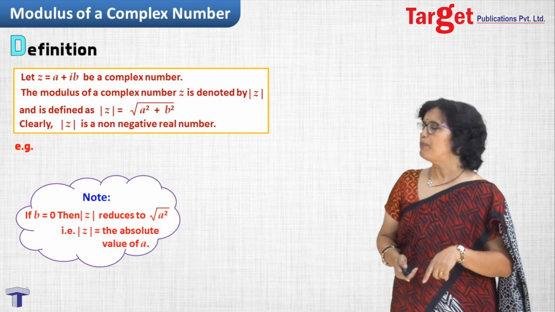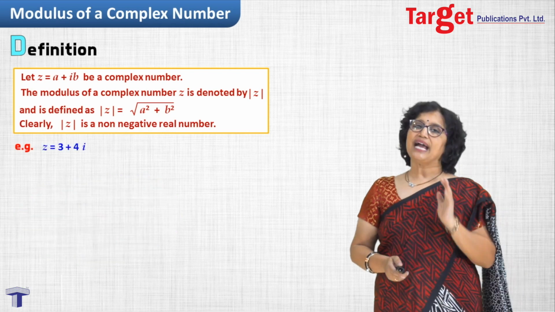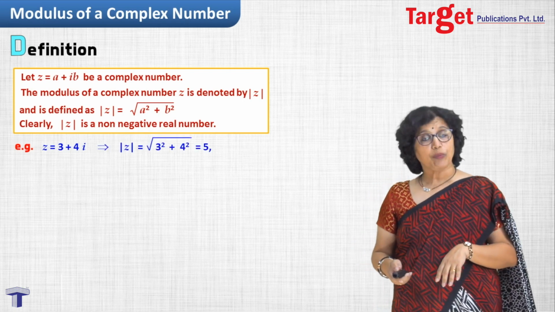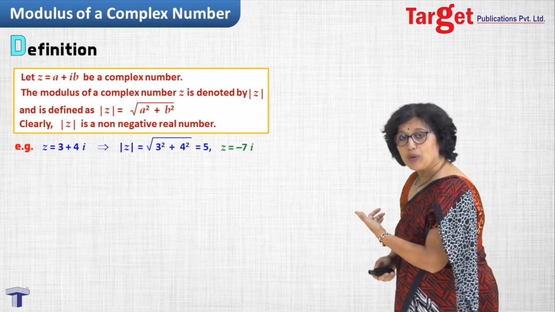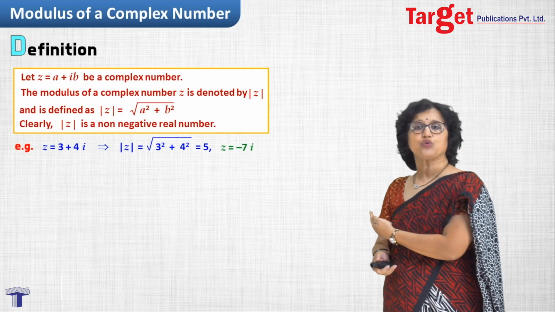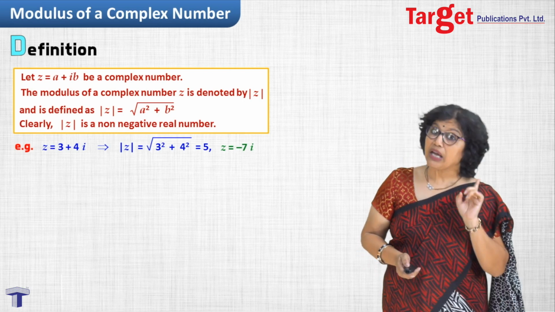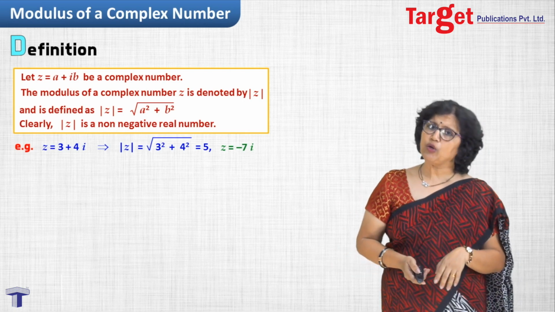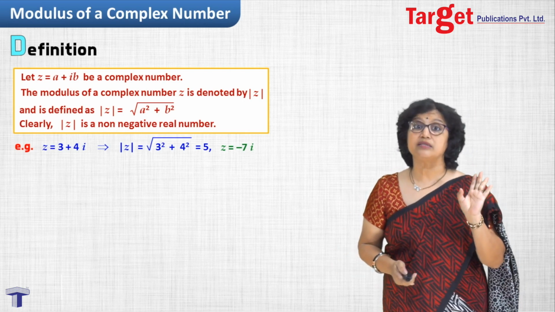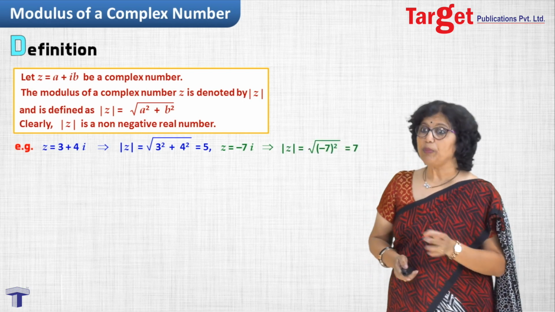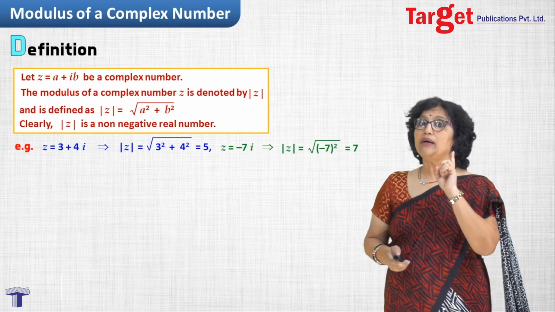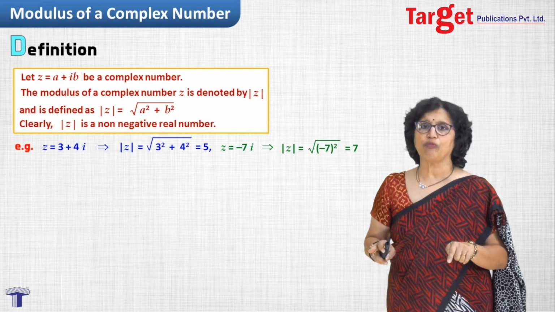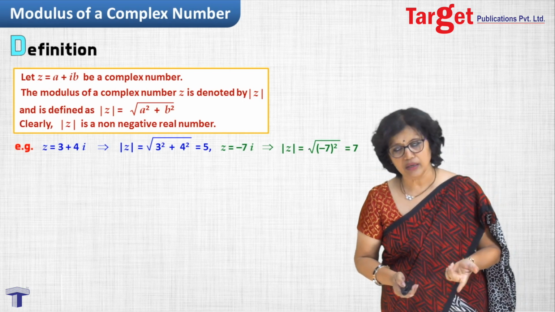Take one quick example. If z is 3 plus 4i, then what is the corresponding modulus of z? It would be nothing but under root a square plus b square, so under root 3 square plus 4 square, so answer should be 5. And if z is minus 7i as my second example, same thing we'll be using. A is 0 here, so mod z would be under root of minus 7 whole square. Remember, don't write answer as minus 7. It should be absolute value of minus 7, and hence answer is nothing but plus 7.